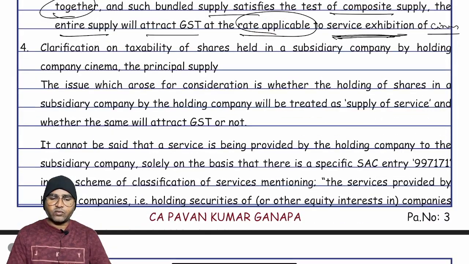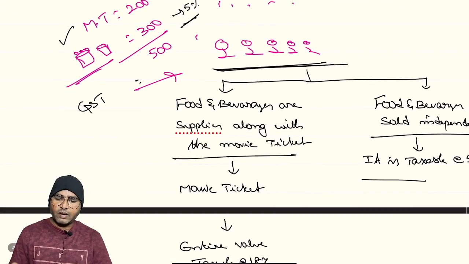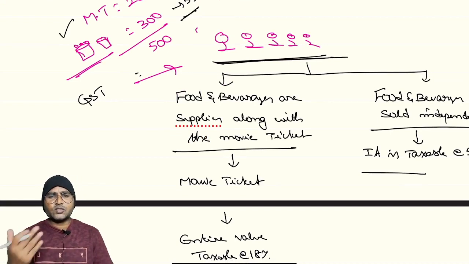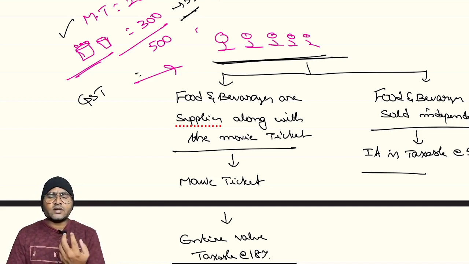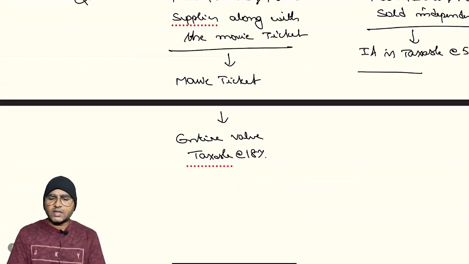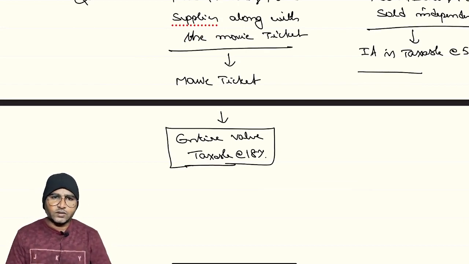Right? And the next one, the fourth one, clarification of taxability of the shares, right? The third one is clear now. So when we are getting food or beverages supplied along with the movie ticket, here it is treated as a single supply consisting of two or more supplies. In such a situation, we have to ensure whether it is a composite supply or mixed supply. So here it is a composite supply. In such a situation, we have to identify which one is the predominant nature. That is the principal supply. The principal supply will be the movie ticket, so whatever rate is applicable to the movie ticket, the same rate will be applicable on the entire value of the ticket, right?